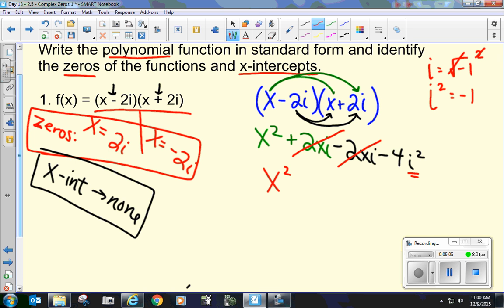So we are going to actually replace this with a -1. If you need to, in your notes, if you don't remember, you definitely need this. This is going to get rid of a lot of i's. So we'll get rid of a lot of i's.